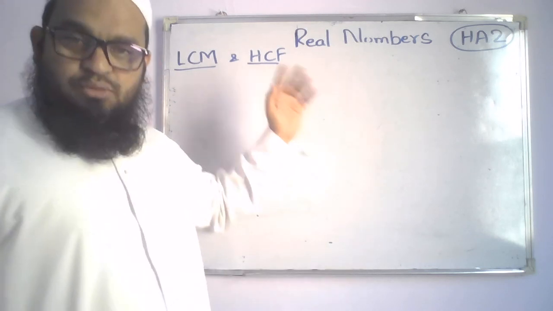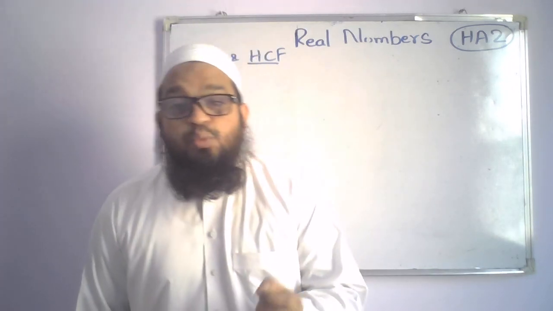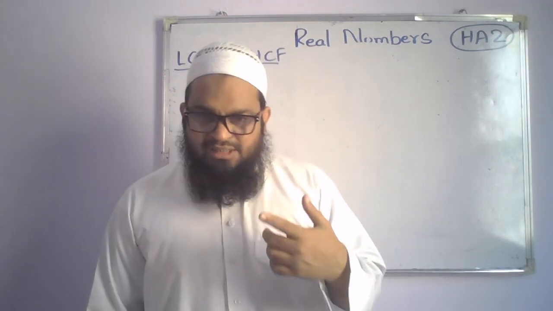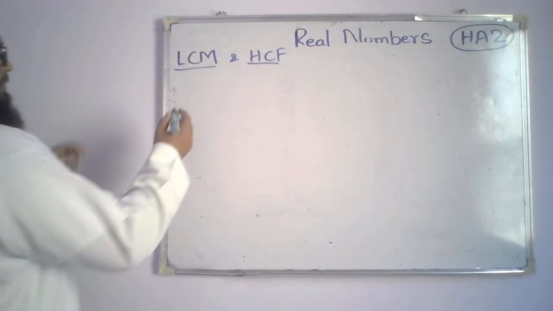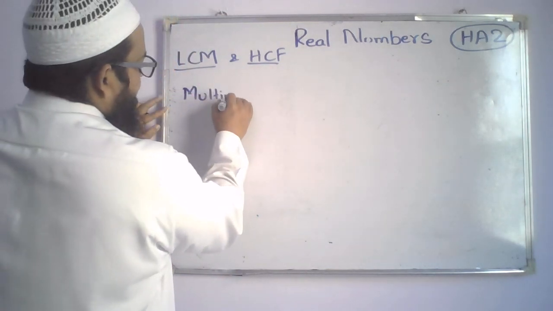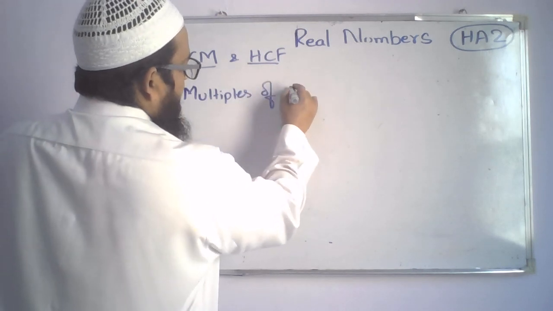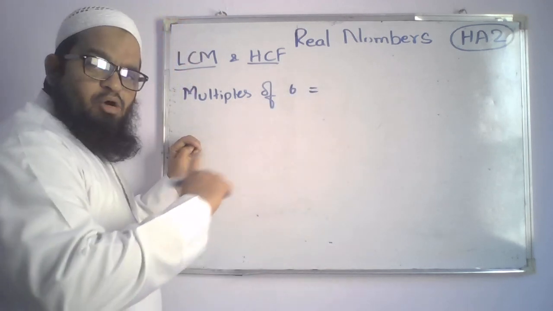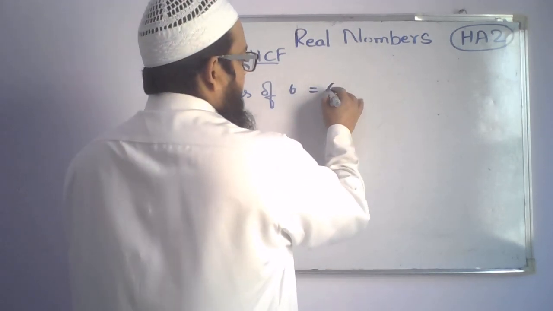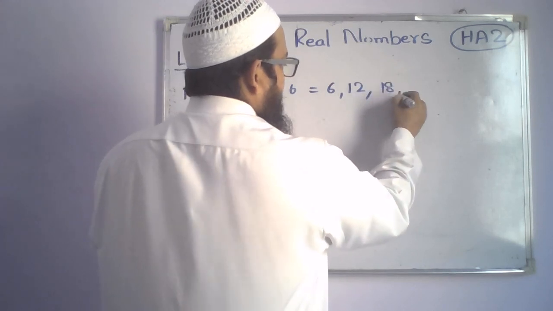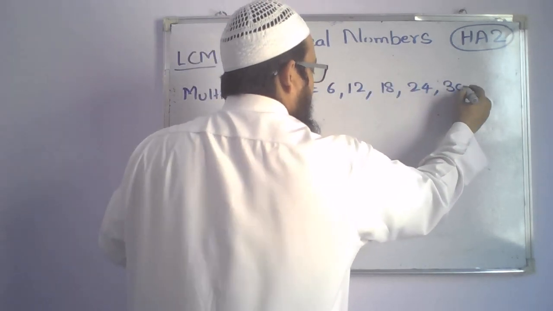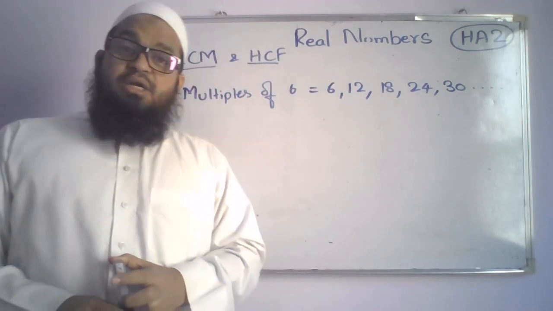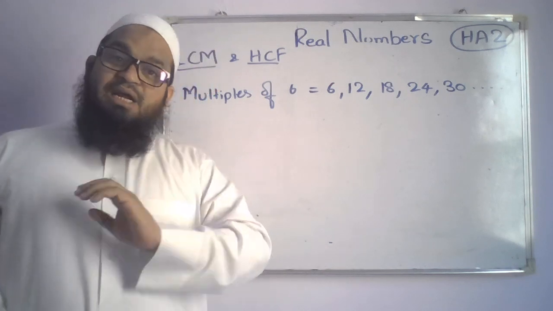And what are factors? We know what factors are. Factors are the numbers which divide the given number. For example, multiples of 6. You multiply 6 with all the natural numbers and you will get multiples: 6 ones are 6, 6 twos are 12, 6 threes are 18, 6 fours are 24, 6 fives are 30, and so on. Can you tell me how many natural numbers there are? Infinite natural numbers, right? So multiples are also infinite.